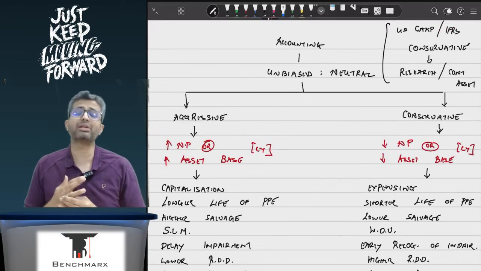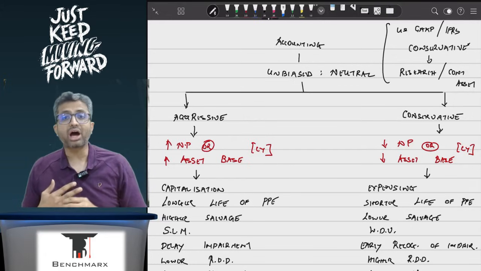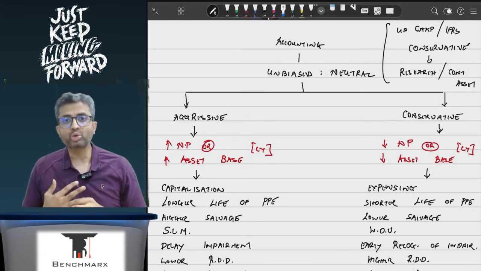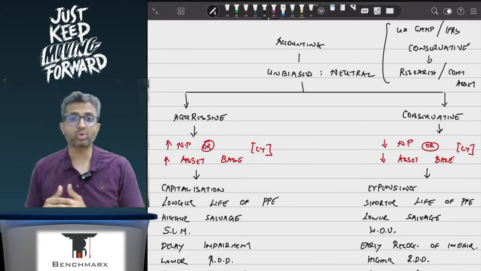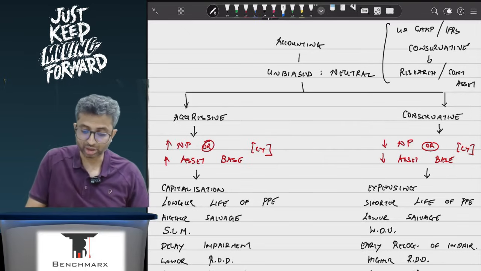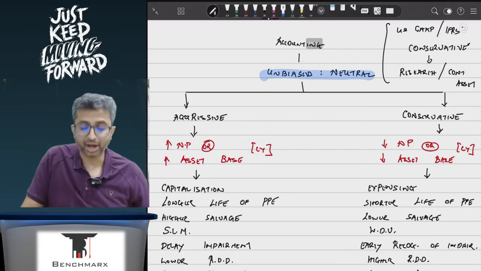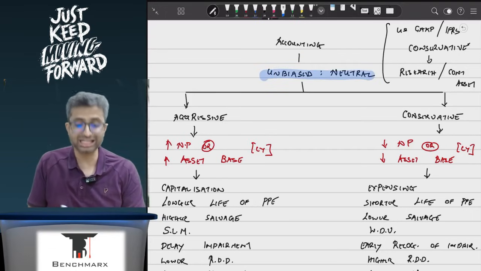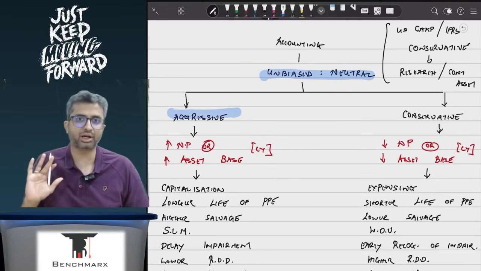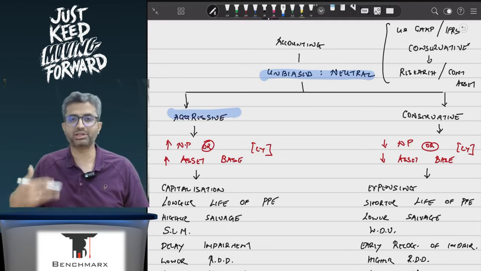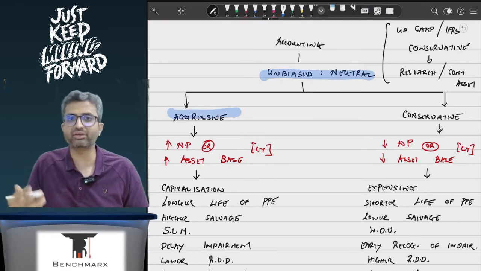Now, when you look at the financial reporting quality, what are the accounting adjustments that you can do which can impact your neutrality? Ideally, your accounting has to be unbiased, that is, it has to be neutral. However, there can be certain adjustments that can be done whereby you can say that your accounting is aggressive. What do you mean by aggressive accounting? You're trying to increase the profit of the current year. You're trying to show more profit, or you're trying to show more assets. That is what is aggressive.